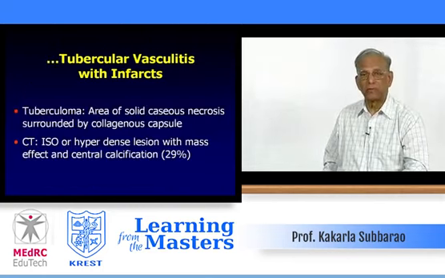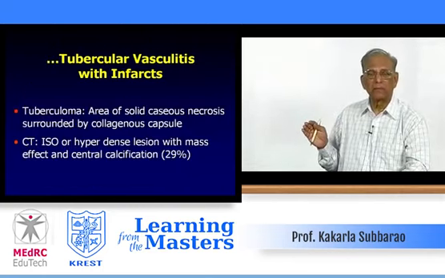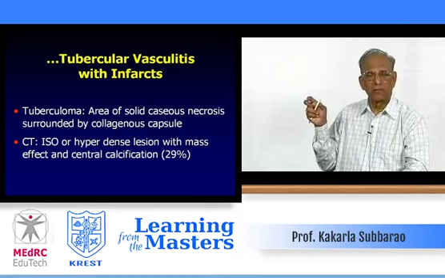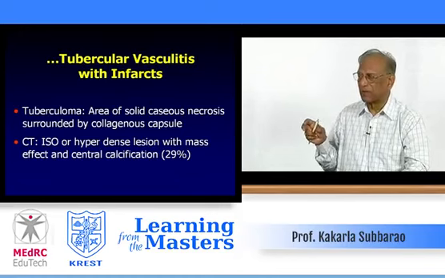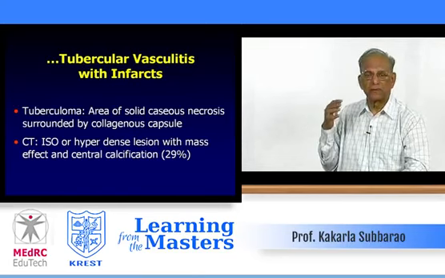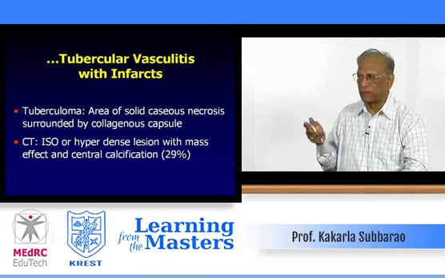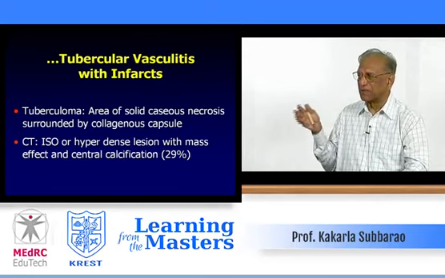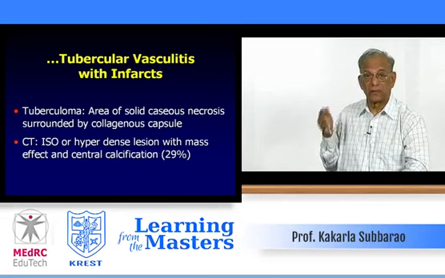Now tuberculoma. It is a little different from tuberculous meningitis. Tuberculoma occurs in the brain parenchyma, an area of solid caseous necrosis surrounded by a collagenous capsule. It resembles a tumor, that's why it is called tuberculoma, a space-occupying lesion. And on CT, an iso or hyperdense lesion with mass effect and central calcifications. 29% of the time you can detect calcifications.